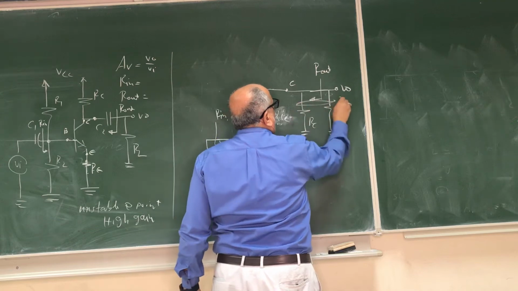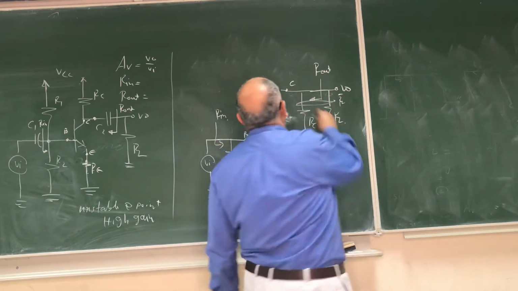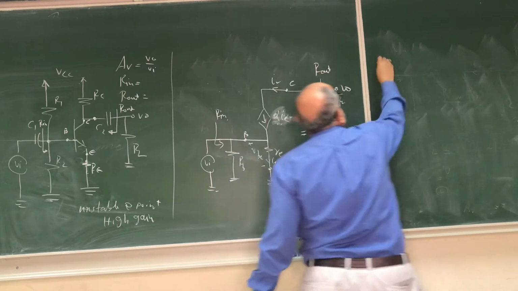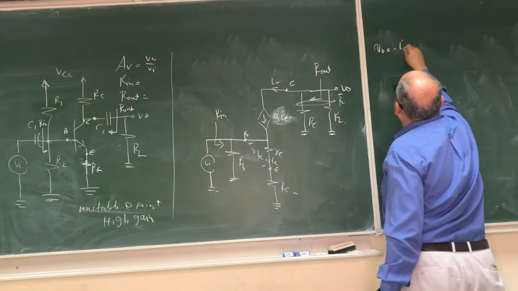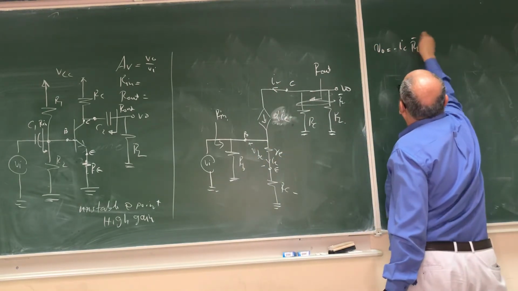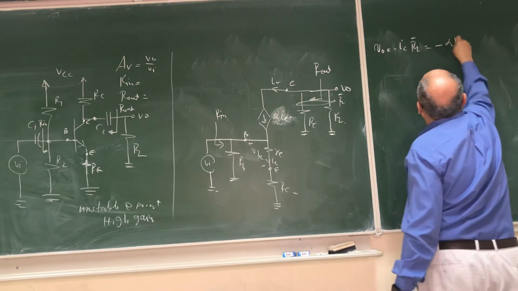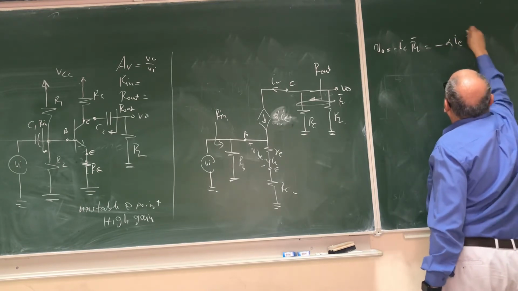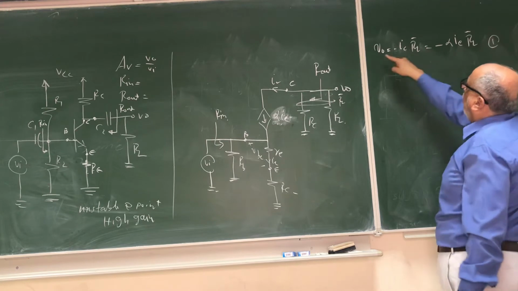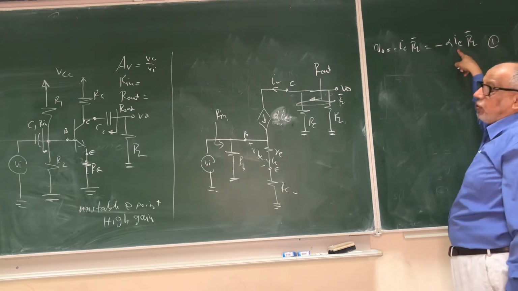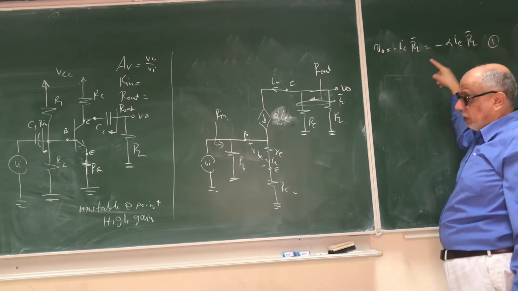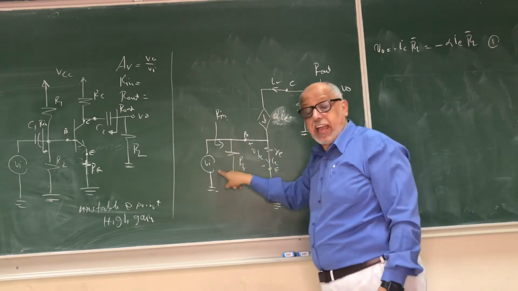And these two, call them RL dash. So the current here is IC. So V out is equal to minus IC times RL dash, equal to minus alpha IE RL dash. So that's equation number one. As you can see, V out is a function of IE. We don't want that. We want IE to be a function of VI, right?